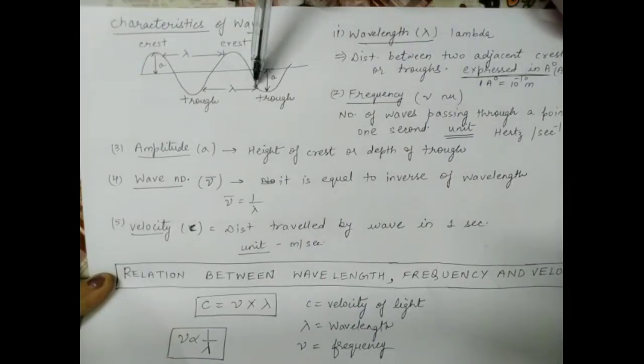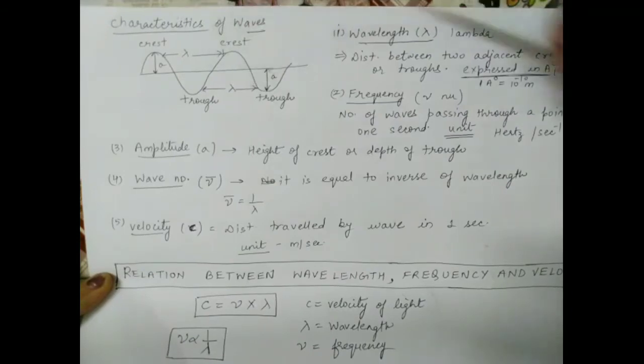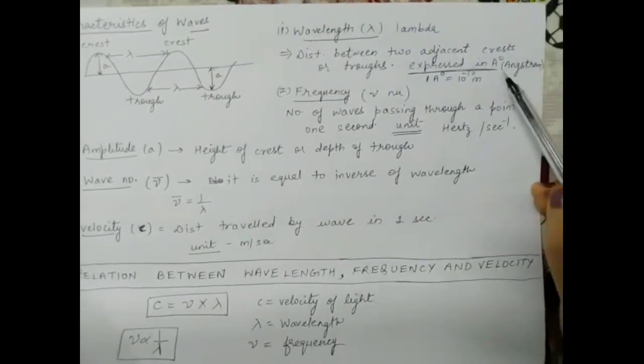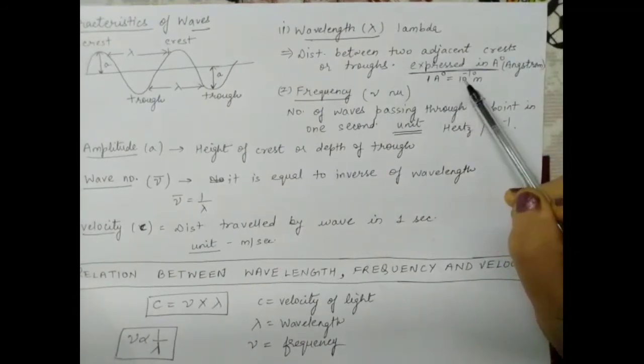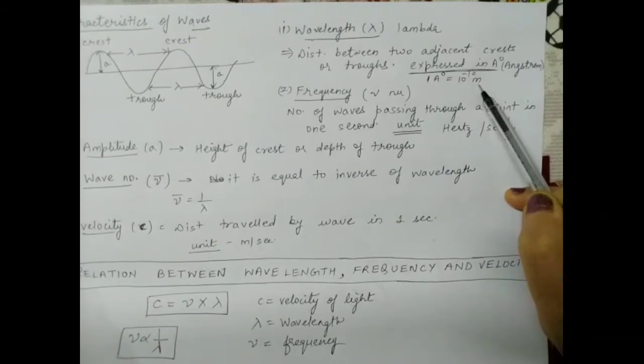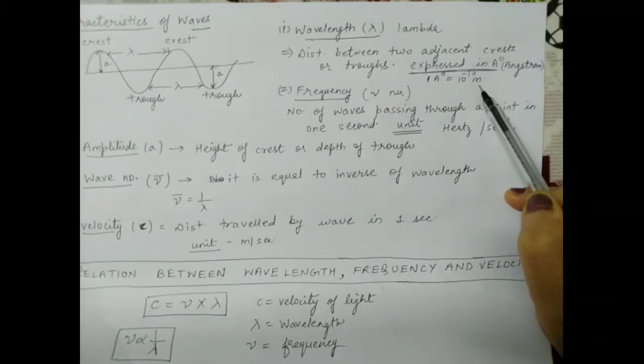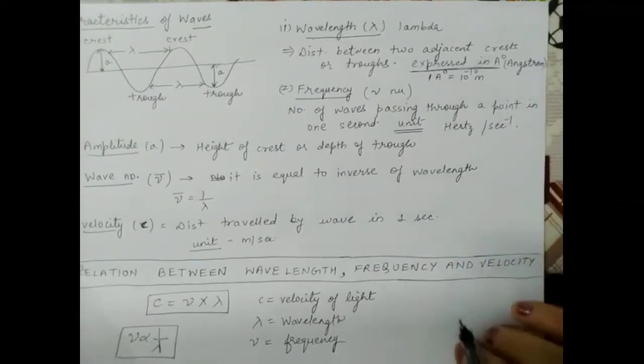Wavelength is generally expressed in terms of angstroms. Okay, angstrom is A naught. It is generally expressed in angstroms, and 1 angstrom is 10 to the power minus 10 meters. We can also express this wavelength in terms of nanometer, picometer, micrometer. Okay, so in small units of distance the wavelength is expressed.